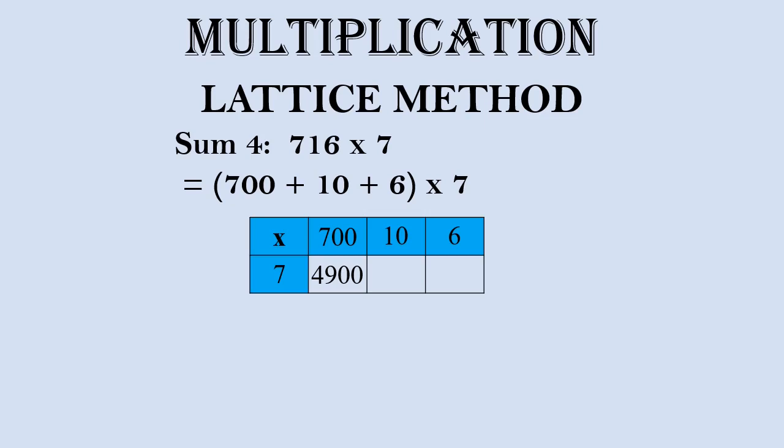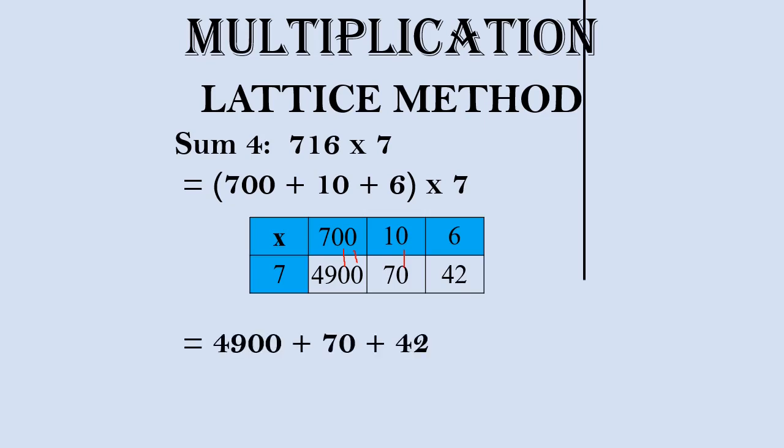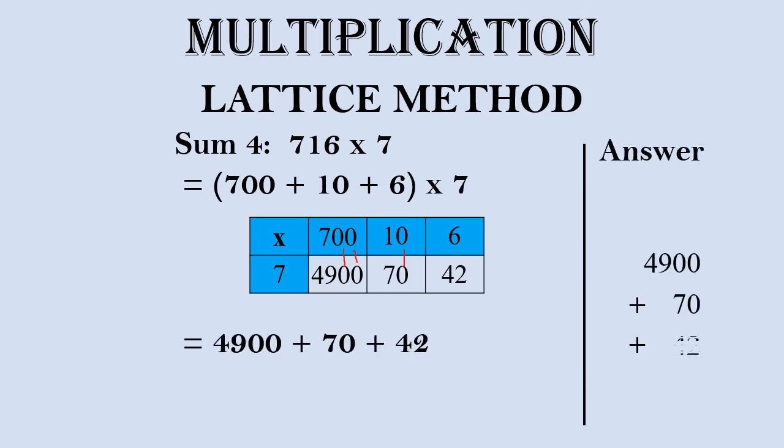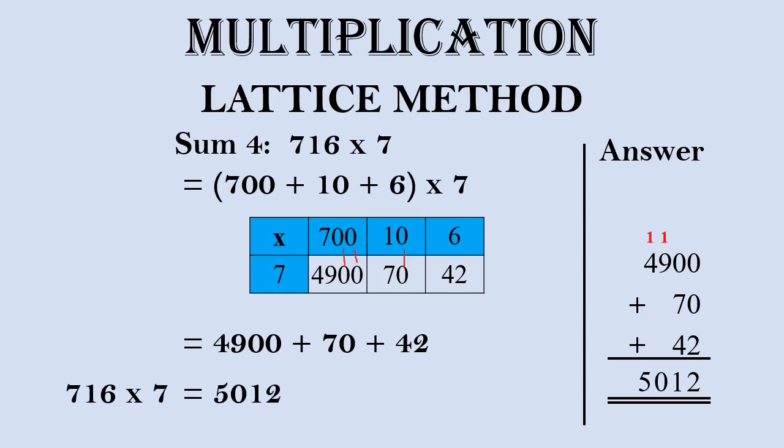7 sevens are 49, and just put the two zeros at the end over here. The same two zeros over here. 7 ones are 7, and just bring the 0 down here. 7 6s are 42. Now you can add these three numbers. 7 and 4 is 11, carry over 1. 9 and 1 is 10, carry over 1. 4 plus 1 is 5. 5012. So 716 multiplied by 7 is 5012.